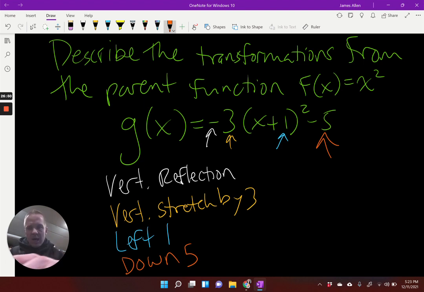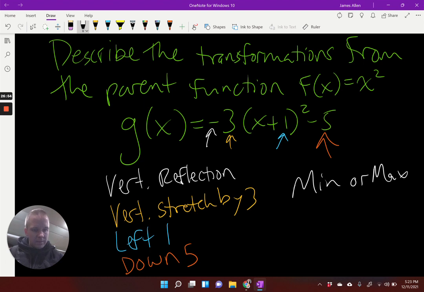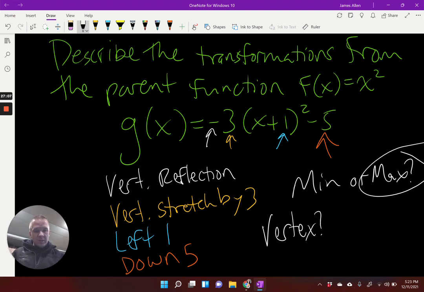What else can we ask here? How about this? Let's do another one of these. How about, does it have a min or max? This one, it's negative again, so it's opening down like this. So this one's going to have a maximum on this one. What else could we ask? What's the vertex? This would be -1, -5 for my vertex. Okay, all good things. I think that's pretty good for quadratics here.